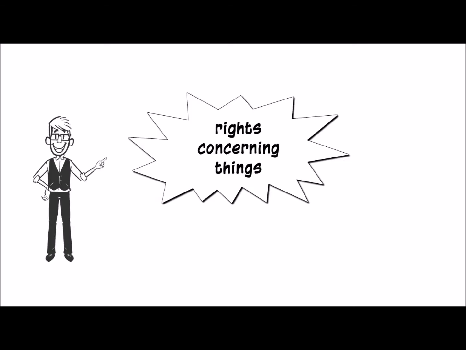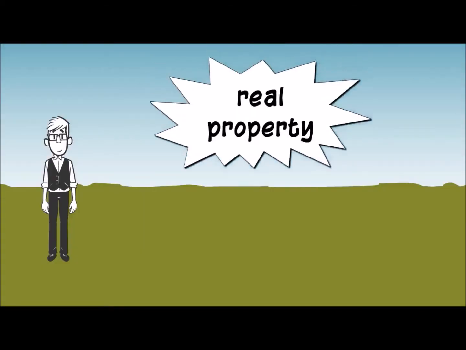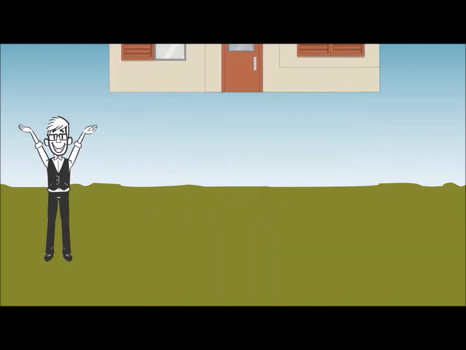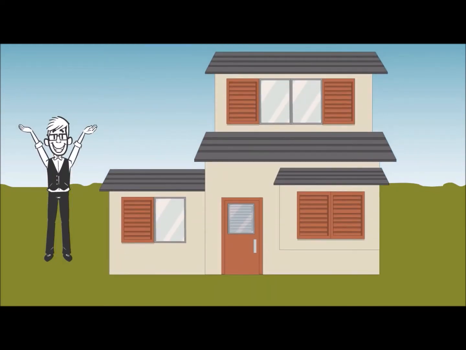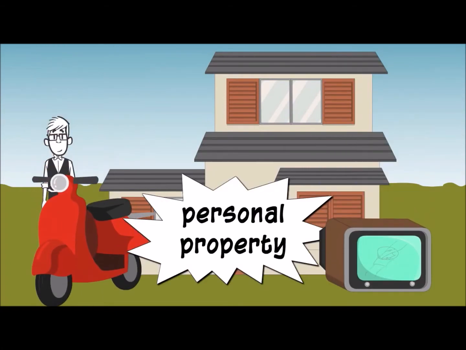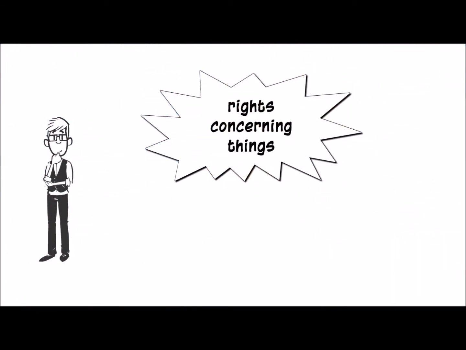To understand property law is to understand people's rights concerning things. You'll probably learn about two major types of property law. The first is real property law, which concerns land and everything attached to the land. The second major type of property is personal property, which are things that are not attached to the land. So what do I mean by rights concerning things?